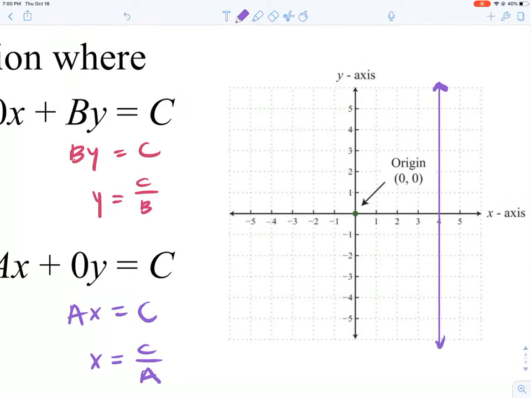Okay, so let's identify some points that lie on this line. We have the points (4, 2), (4, 0), (4, -3). So notice that for each of those points, x is equal to 4. So the equation of this line is x equals 4. So horizontal lines come in the form of y equals a number. Vertical lines come in the form of x equals a number.